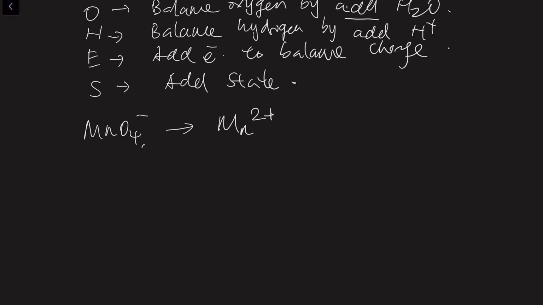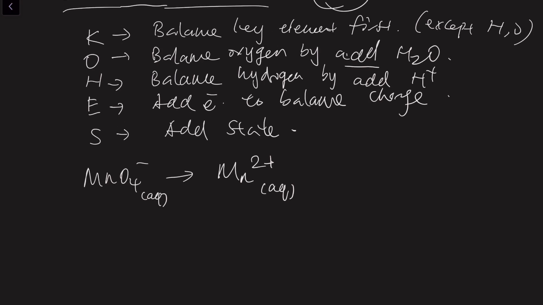From MnO4- to Mn2+ under acidic condition. So the key element is actually balanced already. We have one on the right, one on the left. Now let's balance the oxygen. We have 4 oxygen on the left. We need 4 on the right by adding 4 H2O.